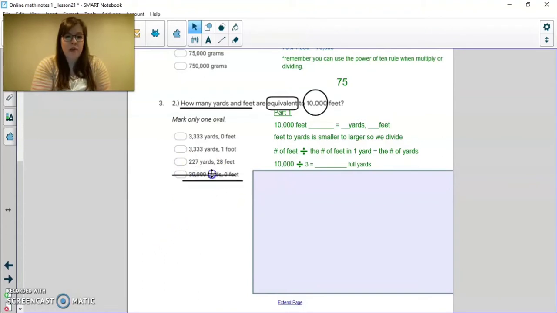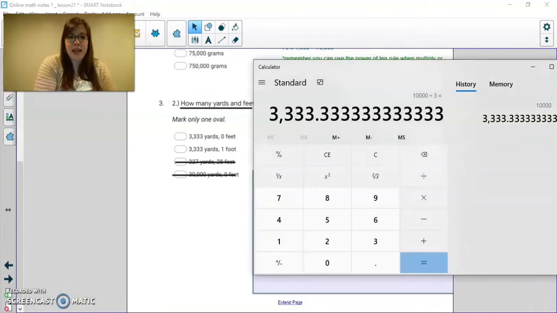So then the only 2 options I have left is 3,333 yards in 0 feet or 3,333 yards in 1 feet. Just looking at my calculator screen, I know that because I have a decimal, that means it did not fit perfectly. So looking at that, I can assume that it's not going to be 0 feet, because if it was 0 feet, our answer would just be 3,333.